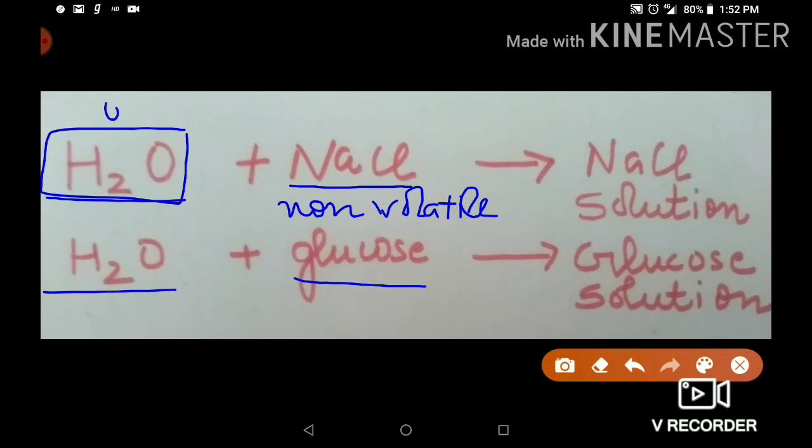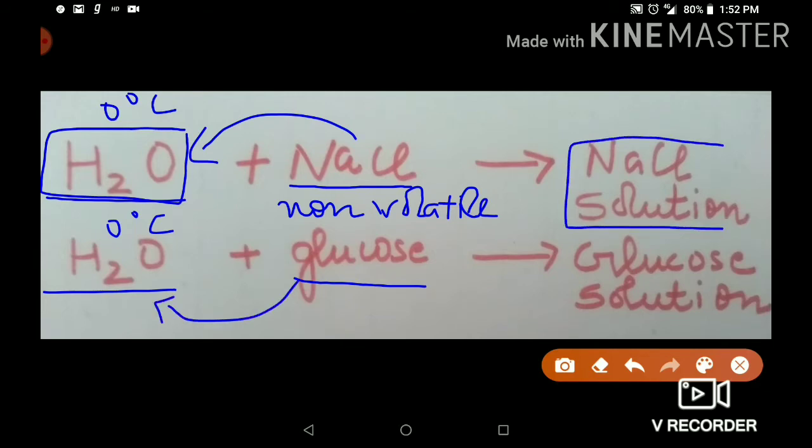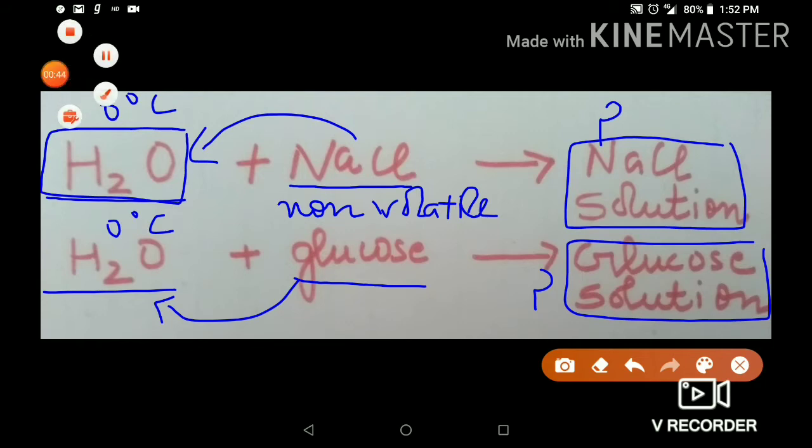So, pure water has a freezing point of 0 degrees Celsius, but whenever we add a non-volatile solute in a volatile solvent, is there any change in the freezing point of the solution? The freezing point of the solution will decrease, but how this will happen, we are discussing.